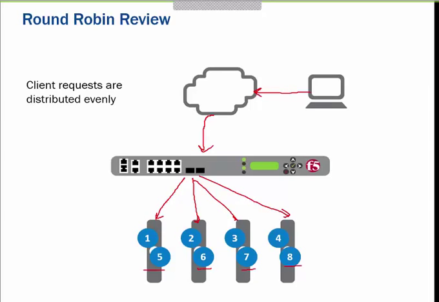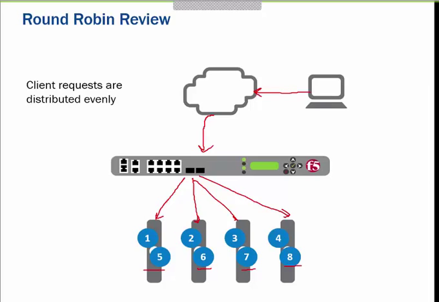So the traffic is sent to each of the servers. From a definition point of view, the client requests are distributed evenly, or we can say that the round robin mode distributes the connections evenly across available members. I am pointing at evenly across available members. That means the servers which are available.